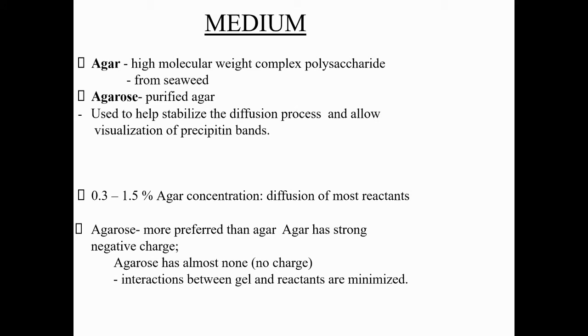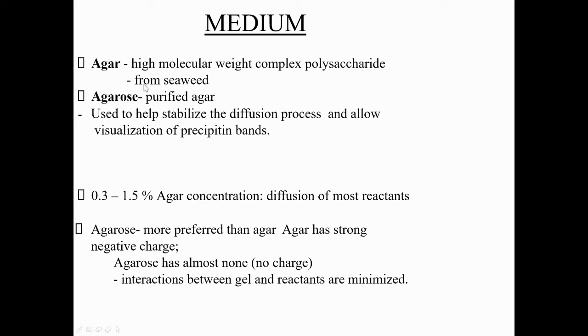What is the difference between agar and agarose? Just look into it. Agar is a high molecular weight complex polysaccharide which we extract from seaweed. And agarose is purified agar. When the agar is purified, we get agarose. It is nothing but purified agar. So what is agarose? Agarose is a sugar. You can remember it by the O's.